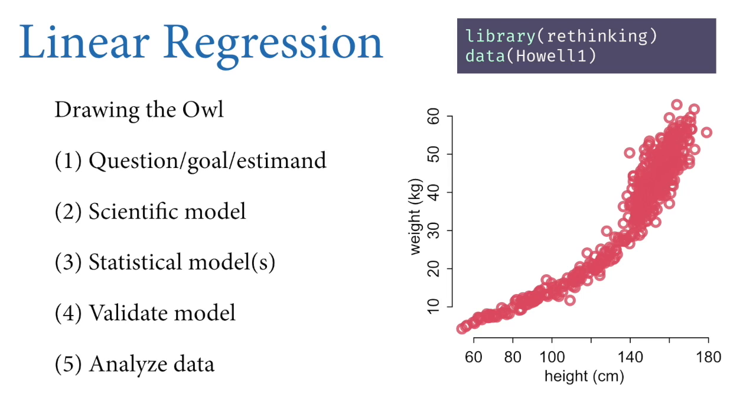There's a Howell2, which has a bunch of other variables in it, but we're going to stick with Howell1 and stay simple for the moment. And we're going to examine just two variables for now. For this lecture, in the next lecture, we'll look at some other variables. But for now, we're just going to look at the relationship between the height of an individual measured in centimeters and the weight of an individual measured in kilograms.